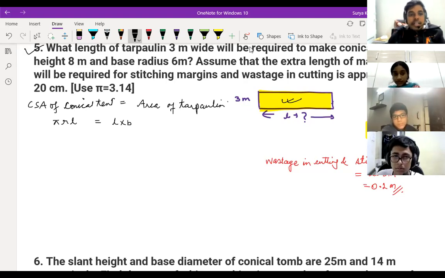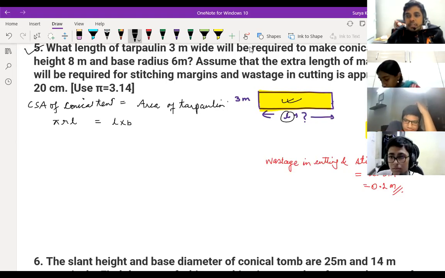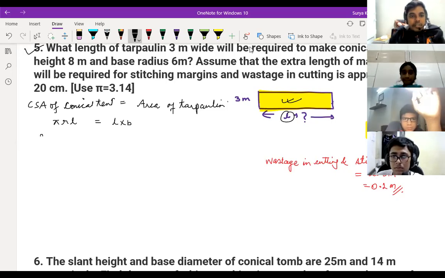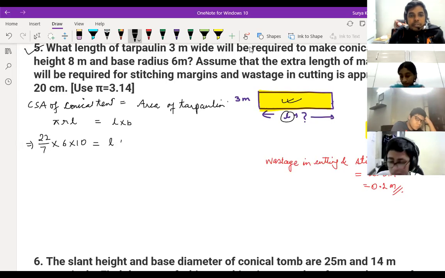So here, children, l is not given to us. This is your length and this l is different. l is nothing but your slant height. So we have to write the square root of h square plus r square. That is h is 8 square plus r is 6 square, that is 64 plus 36. You will get 100. So the root of 100 is 10 meters. So l we got as 10 meters. Now put the values here: 22 by 7 into radius 6 into length 10 is equal to length into breadth. Length we don't know, and breadth is 3.